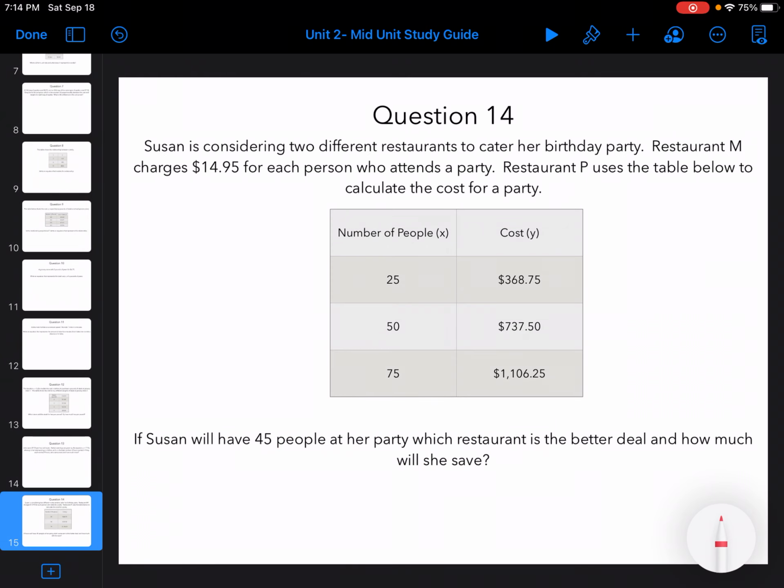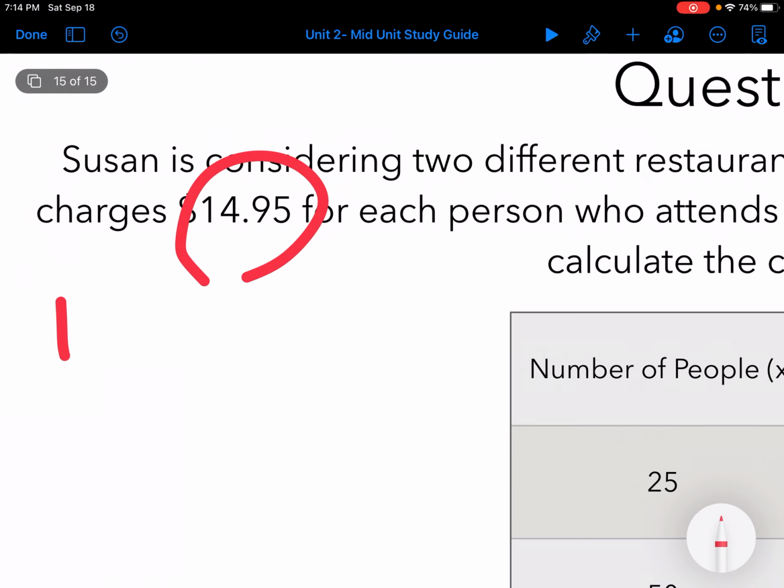All right, Susan is considering 2 different restaurants to cater her birthday party. Restaurant M charges $14.95 for each person that attends the party. Restaurant P uses the table below to calculate the cost for a party. If Susan will have 45 people at her party, which restaurant is the better deal and how much will she save? So I can figure out the first one by doing $14.95 times 45 people.